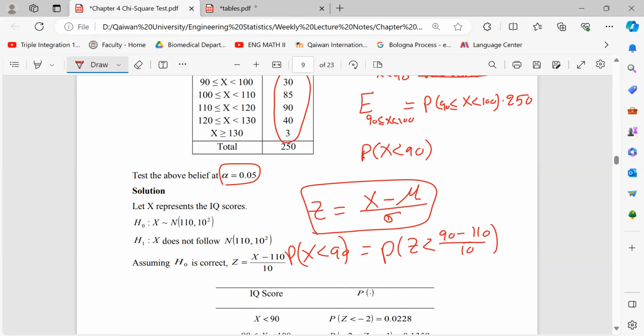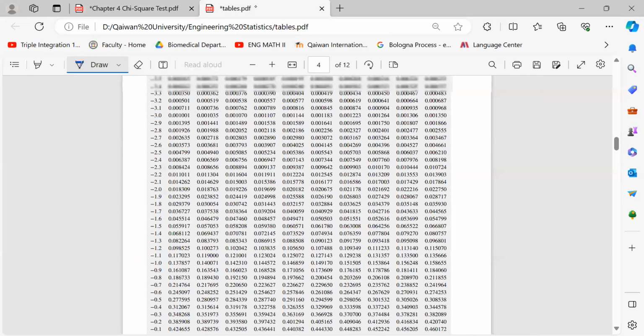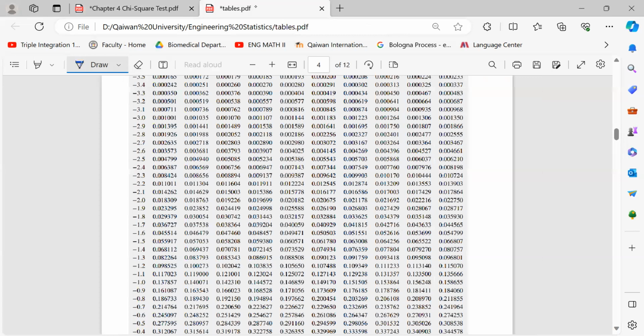And this equals the probability of Z being less than 90 minus 110, which is minus 20, divided by 10 is minus 2. It's already a less-than probability, so we can get it from the table directly. Probability of Z less than minus 2. We look for minus 2 in the normal distribution table.